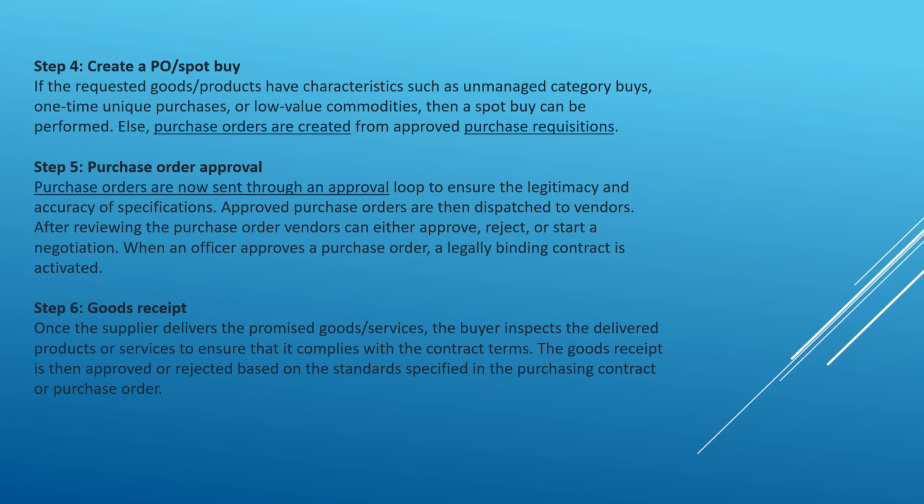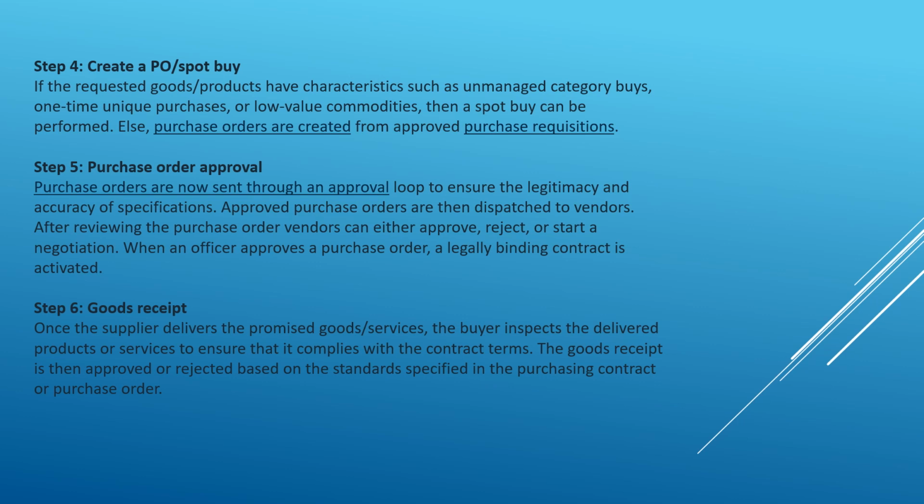So after approving the purchase order, it will be dispatched to the vendors. They will review the purchase order and can either approve, reject, or start a negotiation. When the officer approves a purchase order, a legally binding contract is activated.